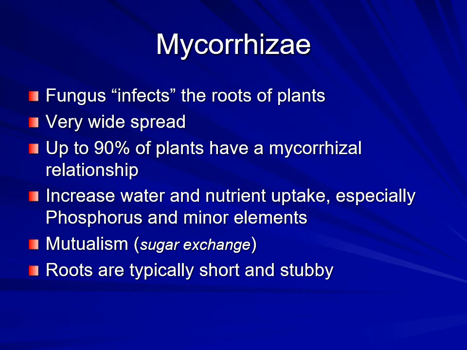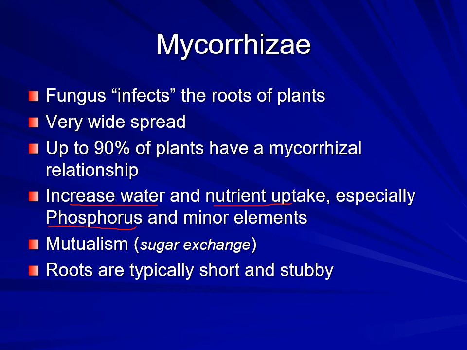But mycorrhizae are fungi that infect roots. They increase water and nutrient uptake, specifically phosphorus. That's the key one to remember. So a mycorrhizal association enhances water and nutrient uptake, particularly phosphorus. And just like with the rhizobium bacteria and the nodules, it's a mutualistic relationship.